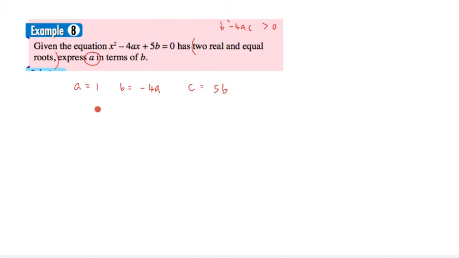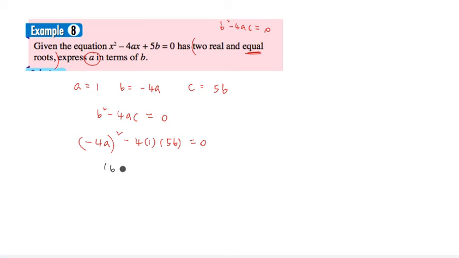So now we start with b squared minus 4ac. Real and equal. I started wrongly. Real and equal means equal, so I start with equal. Now b squared minus 4ac equals 0. Okay, this is where we start. And then the question said to express a.